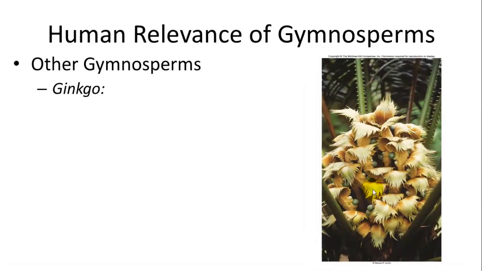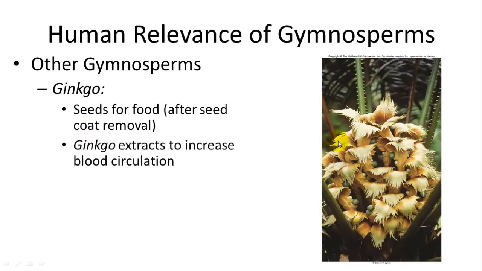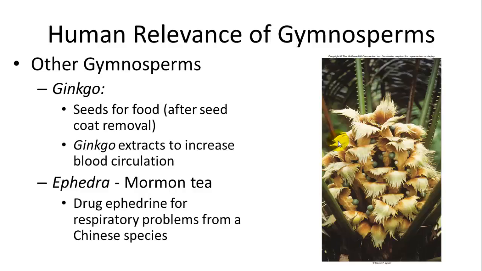All right, finally, ginkgo, the seeds are used for food. So after the seed coat is removed, some here. That's not ginkgo, I don't know what that is. And also we talked about Ephedra. Extracts from ginkgo seem to increase blood circulation, so it's found in a lot of health drinks. Mormon tea, Ephedra, and there's a drug made from this called ephedrine, which is important for respiratory problems. And this is from a Chinese species. All right, that's it for gymnosperms.